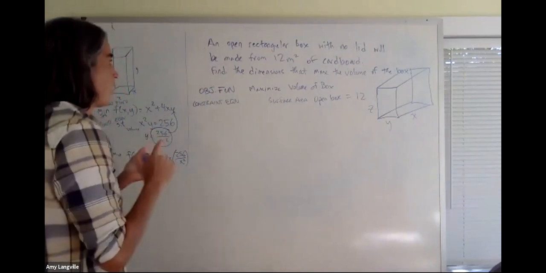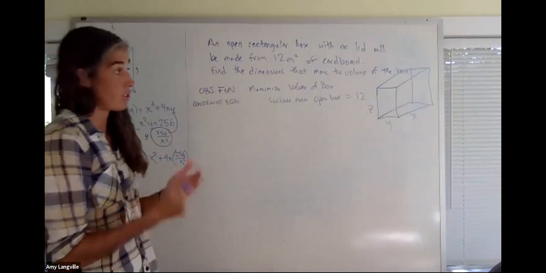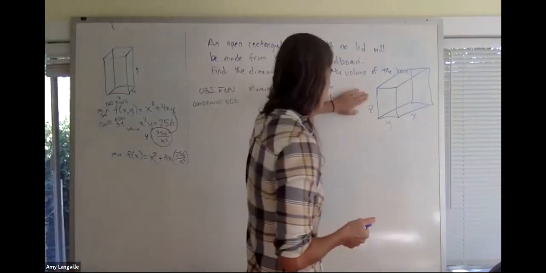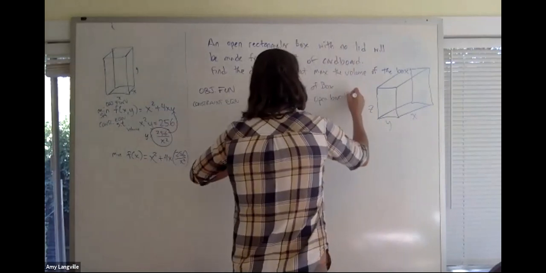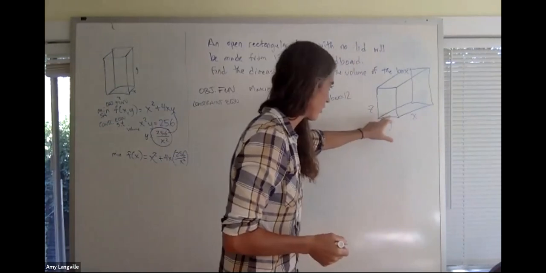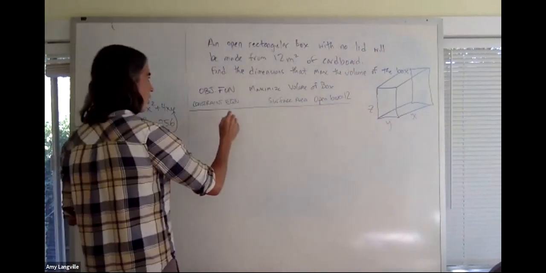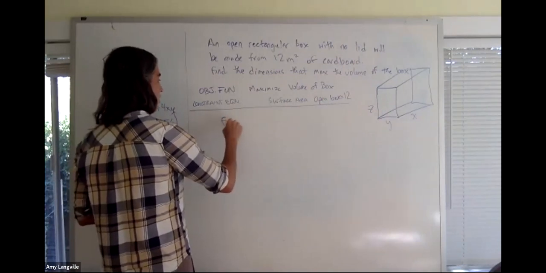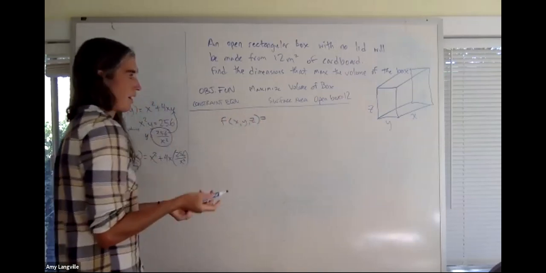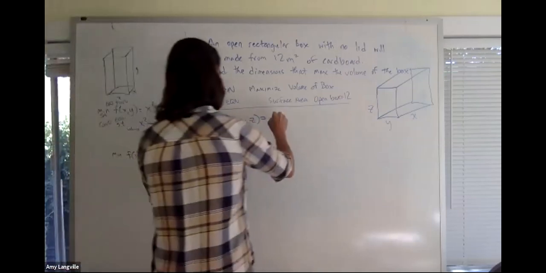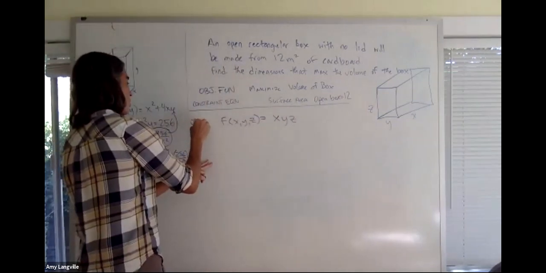Once you've done that, you have your objective function and constraint equation in your picture. The next thing, once you've drawn that picture, is translating that into words, taking this picture and combining it with your verbal expression of the problem. So now we have a function of x, y, and z. We want to maximize the volume of the box. That's x times y times z. No problem. That's our objective function.